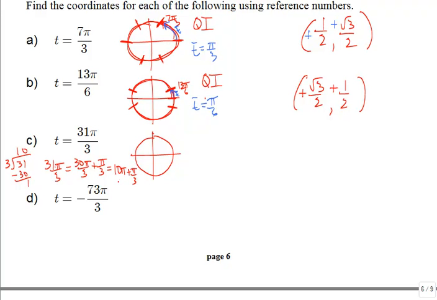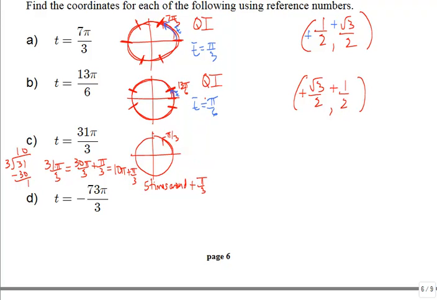So 10 pi is the equivalent of going 5 times around your circle, because each time is a 2 pi. So I would go 2 pi, 4 pi, 6 pi, 8 pi, 10 pi, and then I would go that additional pi over 3. So we're really going 5 times around plus an additional pi over 3.